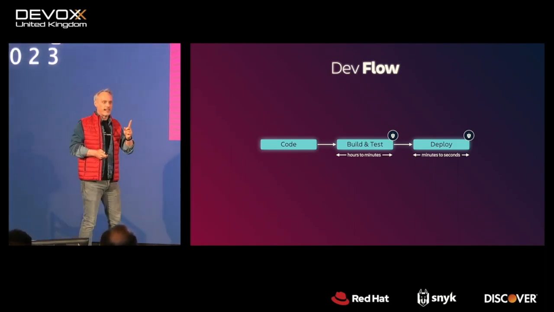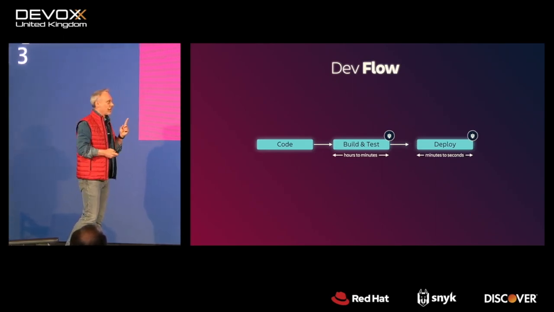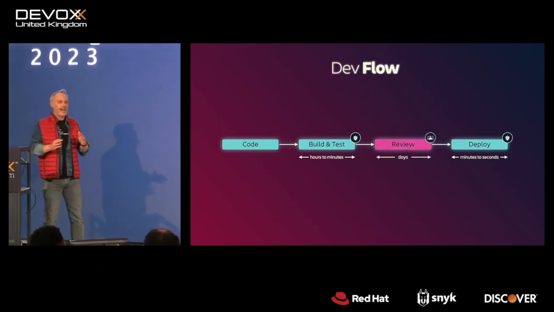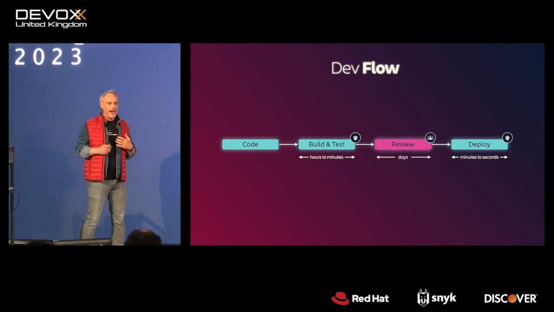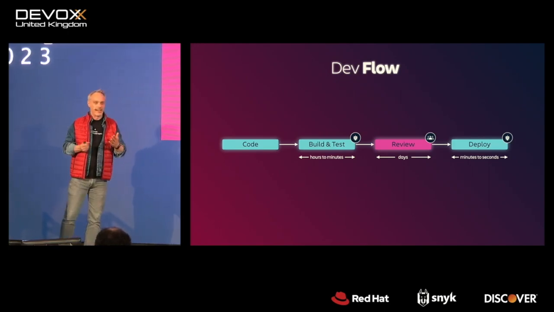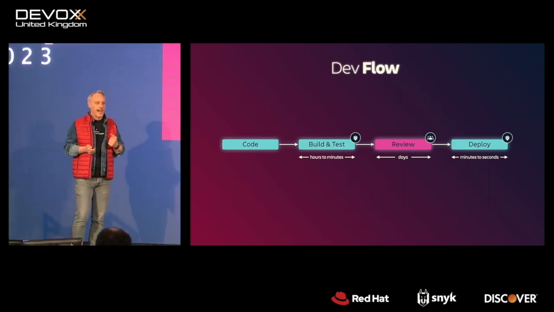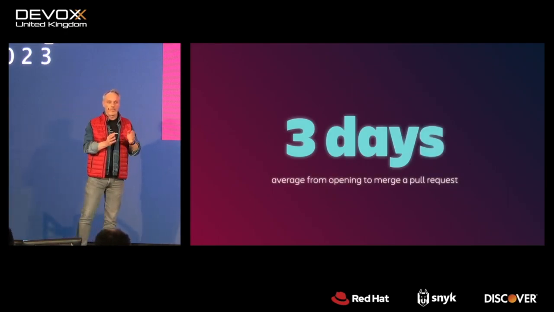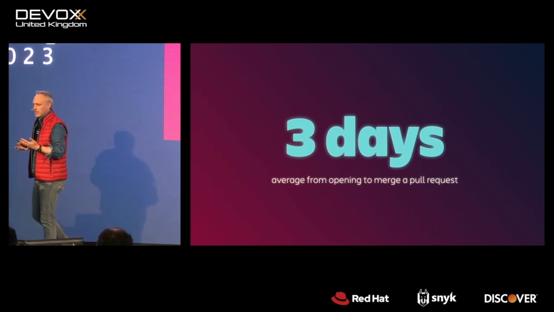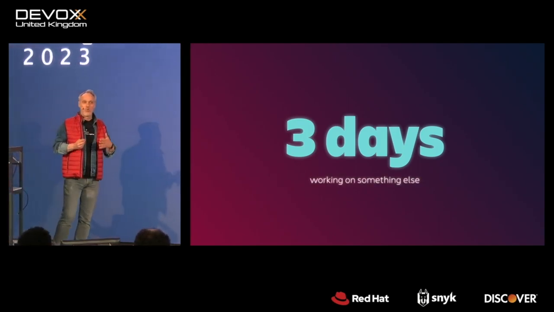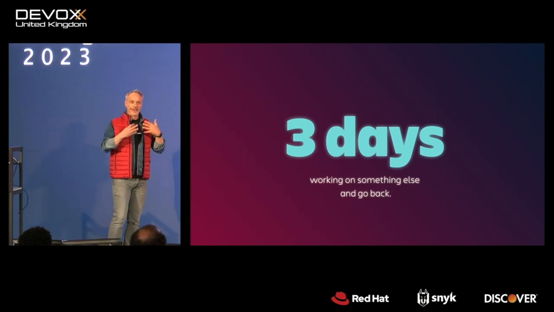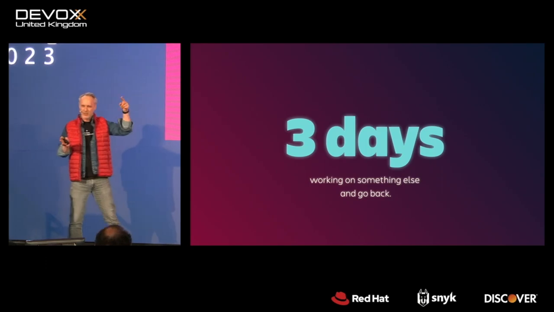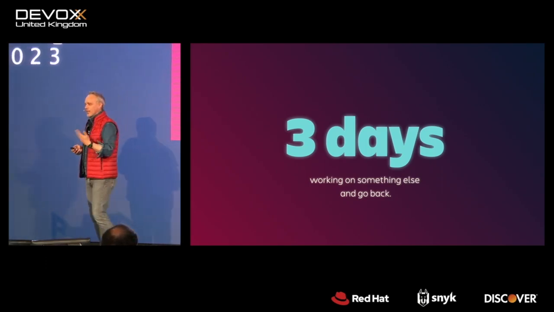But there's one thing that really takes a lot of time. And it's this here, the review phase, right? So reviews can take days. Actually, we have measured the review time at Atlassian, and the average is 3 days from opening a pull request to merging it back into the main branch. So 3 days of just waiting, or working on something else and then coming back and fixing the things that you did 3 days ago, and you have to rethink. So we need to cut down that time.